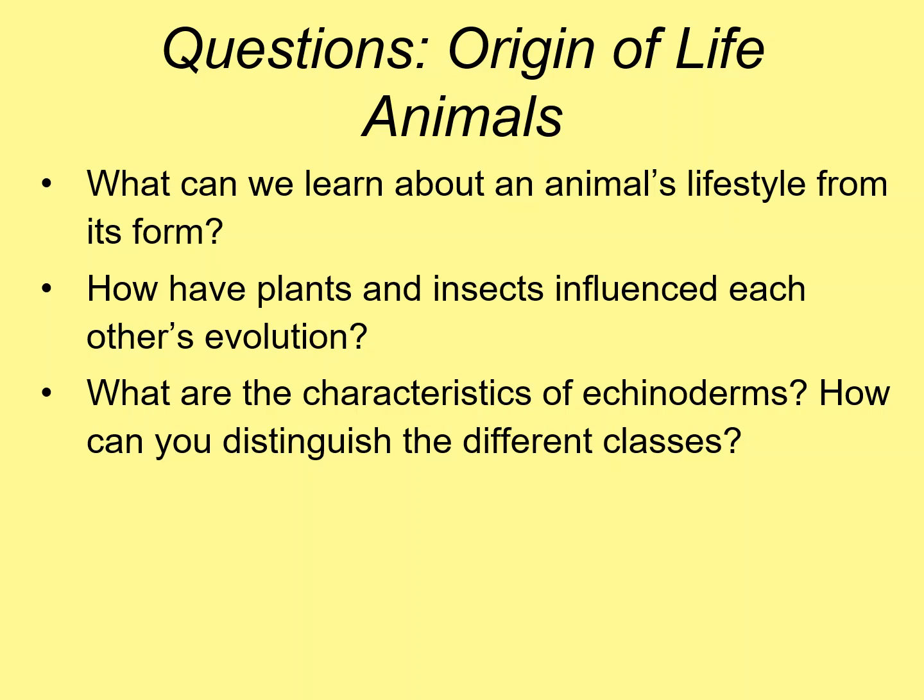All right, so in this particular EdPuzzle, we're going to focus on two taxonomic groups. One is insects, which are contained within phylum Arthropoda, and the other is phylum Echinodermata. So for insects, we're going to focus mainly on their relationship with plants, as well as their complex life cycle involving both complete or incomplete metamorphosis.